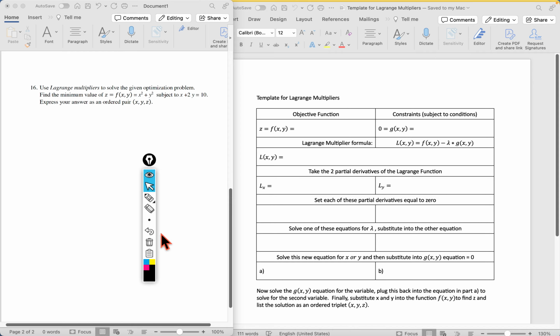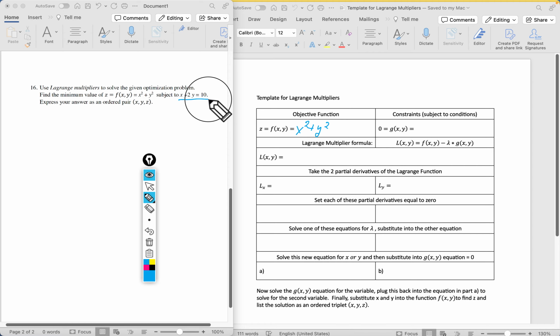Okay, Lagrange multipliers. So first, we need the function. Again, this template is not provided on the exam, but it's a good little template to know. This is problem 16, so it's a little different from the 15 I did on the video. Numbers will be different, but it should hopefully come through pretty clear.